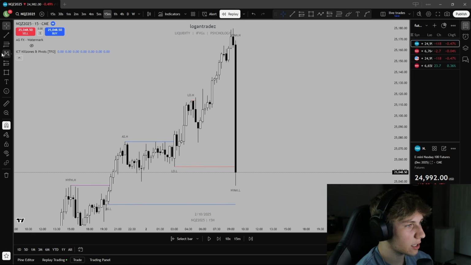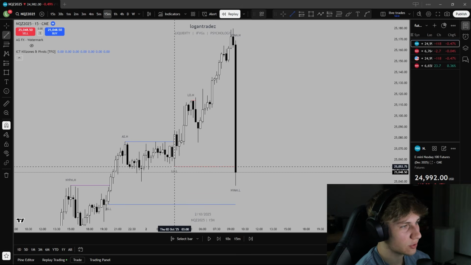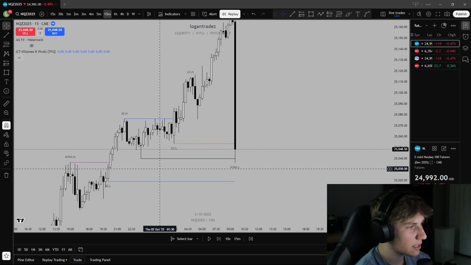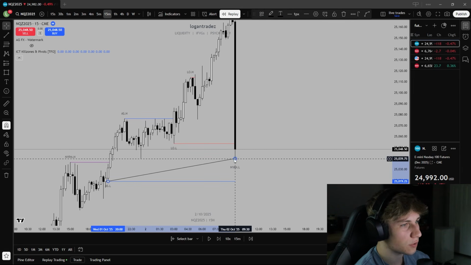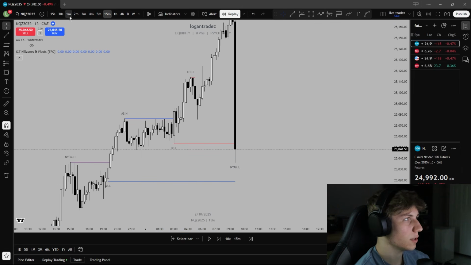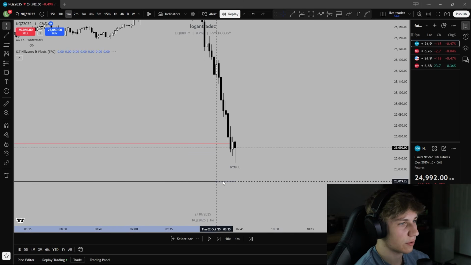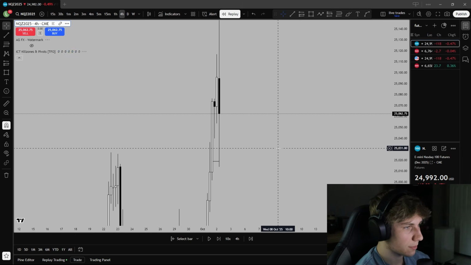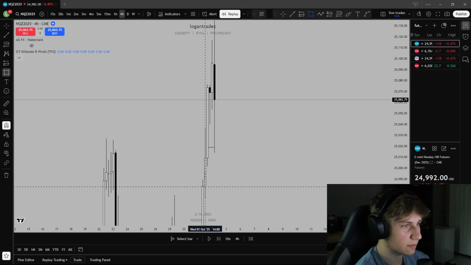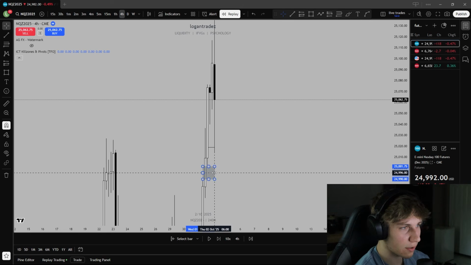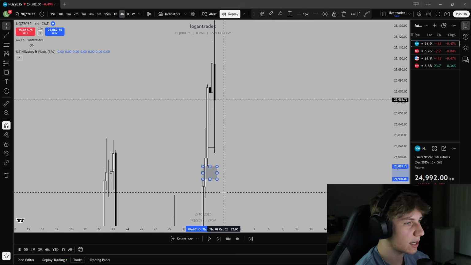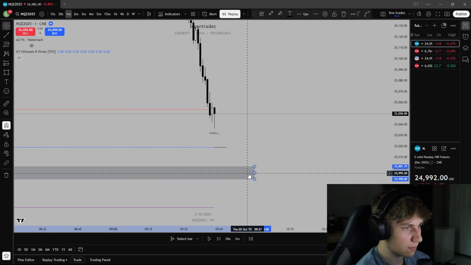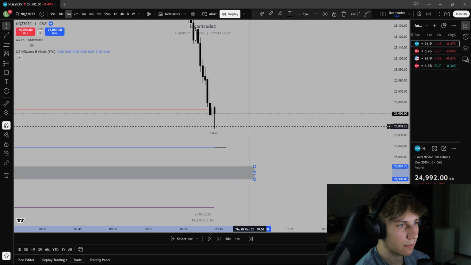Right. So we get a pullback and then boom, we sweep London lows. Now, so we swept this low. I was kind of looking for this Asia low. Asia low, if you don't know, is also another good liquidity pool. I was kind of looking for this Asia low here. Right. If we tap into this Asia low, we could also possibly be delivering off this 4 hour if we go low enough, right? So I'm kind of just looking out for these types of things. And let me go ahead and, oh wait, there we go.